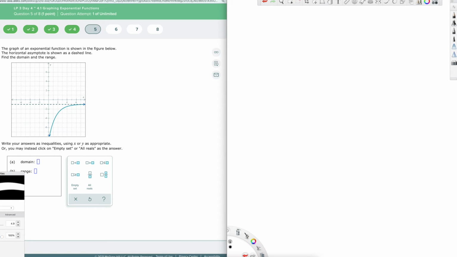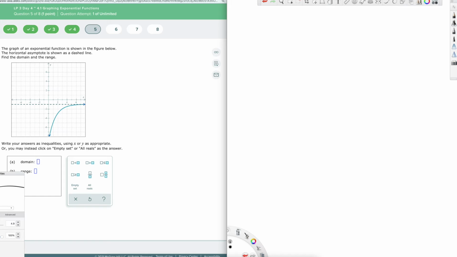All right. So for this one, we have the graph of the exponential function as shown below. The horizontal asymptote is shown as a dashed line. So we can see the dashed line there. It's showing it to us. But now they want us to do the domain and the range of each function.